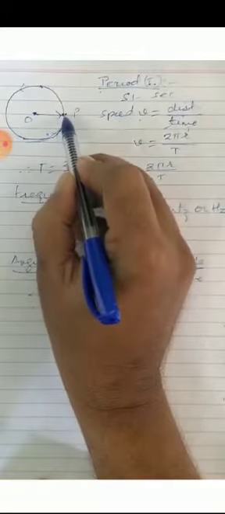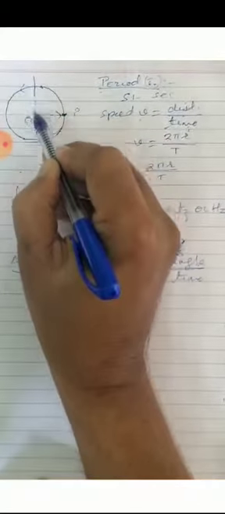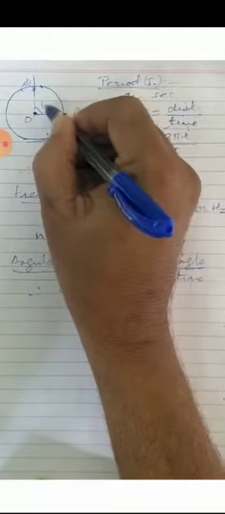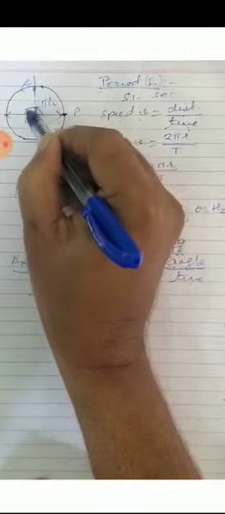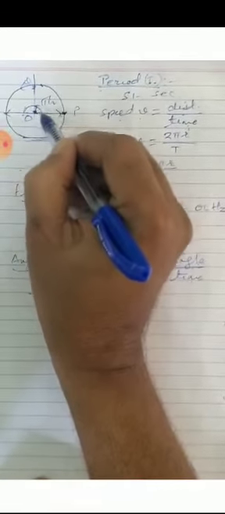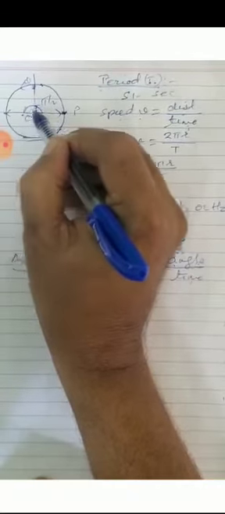When this particle is initially at point P and when it goes here, suppose at this point Q, then how much is this angle covered? It is 90 degree. It means pi by 2 radian. And when it goes to this point, suppose R, then how much is this angle? This much angle from point P to this point R. This angle is 180 degree.